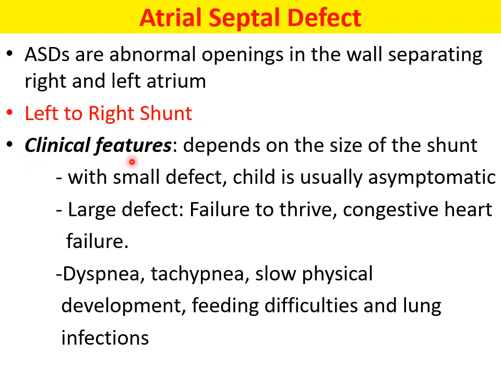The clinical features depend on the size. If the defect is small, the child will usually be asymptomatic, so you can't see any symptoms in the child. If the defect is large, then there will be failure to thrive and congestive heart failure. In medium-sized defects, there can be dyspnea, tachypnea, slow physical development, feeding difficulties, and lung infection. So they will be activity intolerant at times. Feeding difficulties also can occur because of that.